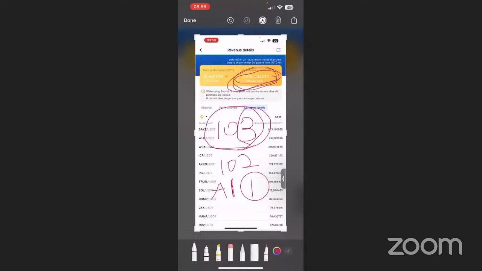Easy as that. I cannot share my Binance because of security reasons. This Zoom is actually broadcast on YouTube and a lot of people go and view it. So because of that, I'm sorry I cannot share my Binance account to the public.